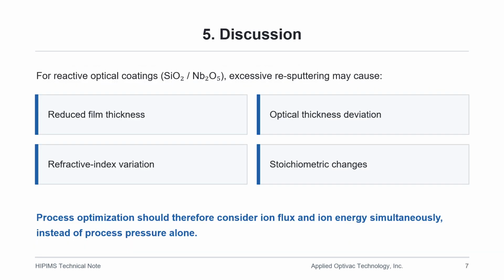The slide shows four process consequences: reduced film thickness, optical thickness deviation, refractive index variation, and stoichiometric changes. These outcomes can accumulate across a multi-layer optical stack and lead to a coating that differs from the intended design. The optimization objective is therefore not simply to select a pressure value. Ion flux and ion energy must be evaluated and controlled together.